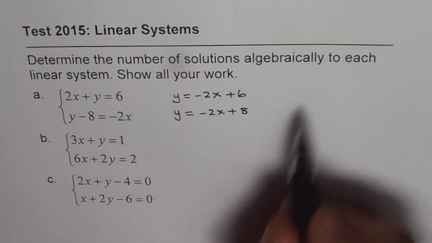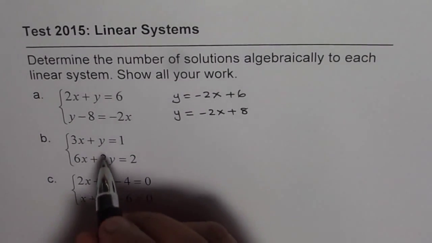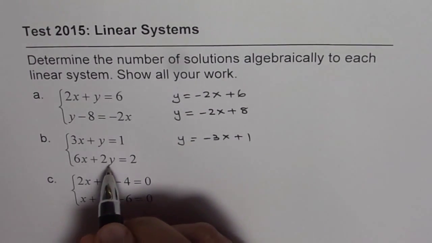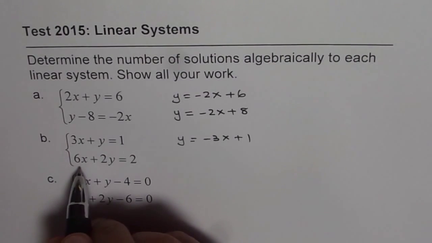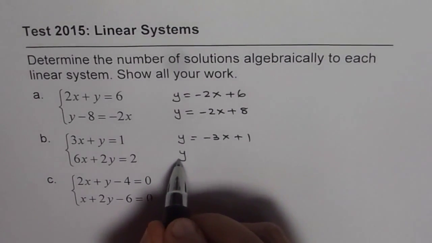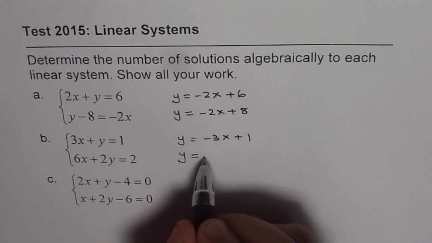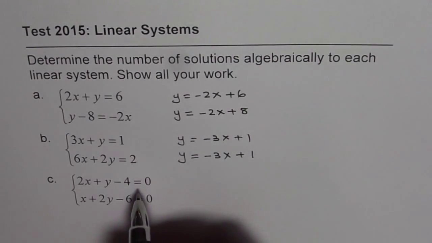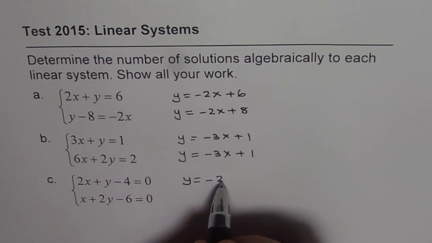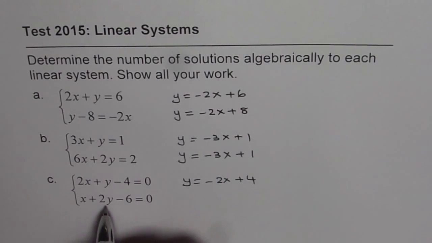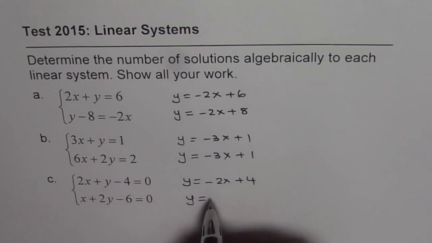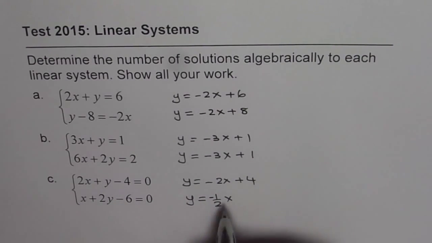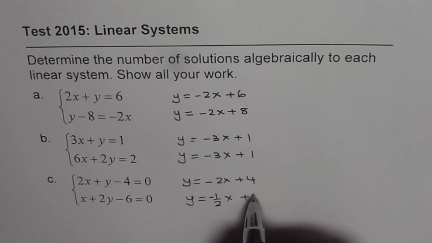Now decide about the number of solutions. Let me do the rest. Now here we have y equals minus 3x plus 1. And I'll divide by 2, getting 1 and 1, so I can write y equals minus 3x plus 1. And the third one is y equals minus 2x plus 4. And here y equals, dividing by 2, half of x with a minus sign, since I'm taking it to the right side, plus 3.